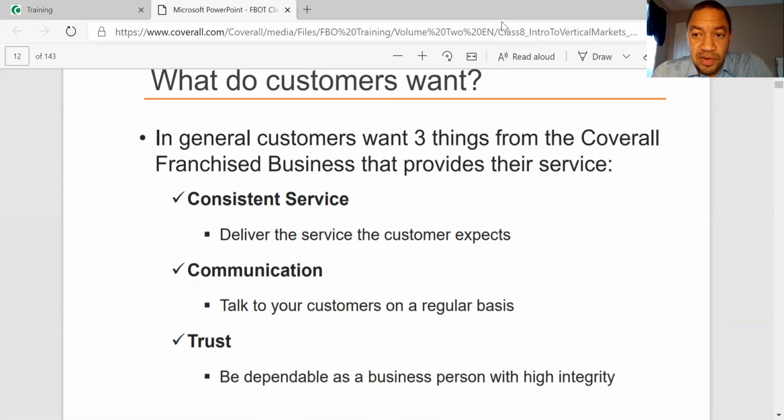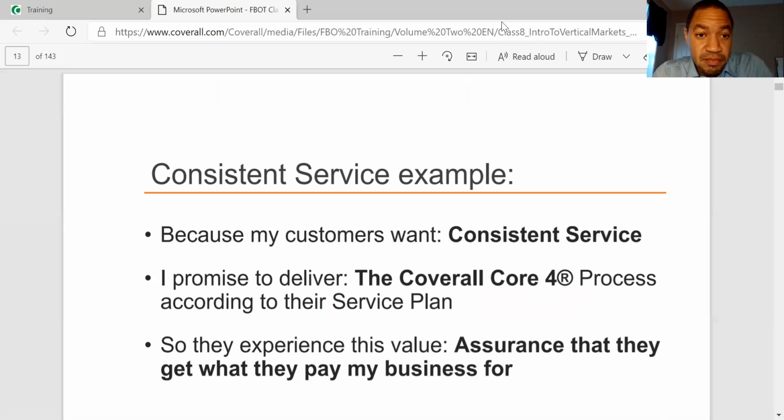And then trust. Trust is probably the biggest thing, the most important thing, because you want to be dependable as a business person and operate your business with high integrity because they're trusting you with their livelihood. Typically, this is the thing that makes them money. And if for some reason something happens, then they're out of business. And if they're out of business, you're out of business too. So trust is very important. You want to make sure you have that relationship built with the customer.